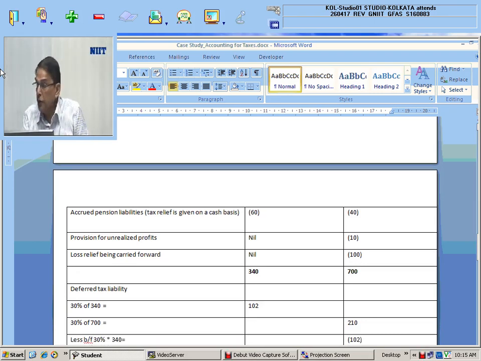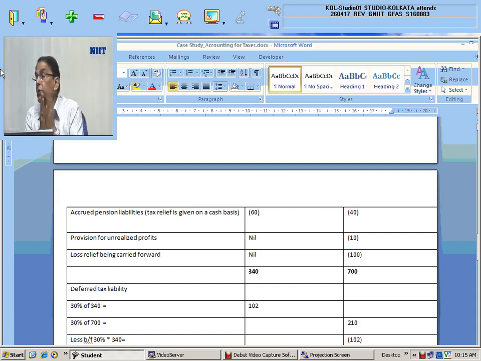Therefore, the charge to profit and loss as on 30th June 2016 will be the difference between the deferred tax liability on 30th June 2016 and 30th June 2015. The deferred tax liability has to go up from 102 to 210,000. This will be done by charging to the profit and loss account. So as a result, the deferred tax liability will be increased to 210,000 from the level of 102,000, obtaining at the end of 30th June 2015.